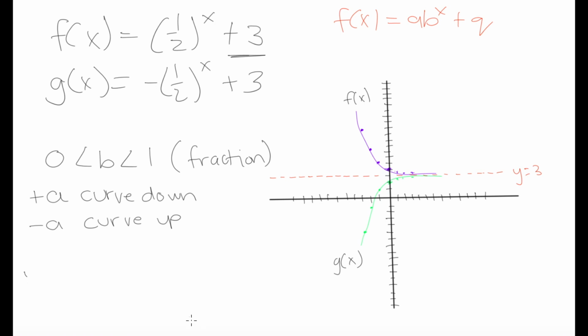And in the next video, we'll explore 2 more examples. But this time, our b is going to be a whole number, so we're not going to have a fraction. And we're going to see what our curves are going to look like depending on whether our a is positive or negative.